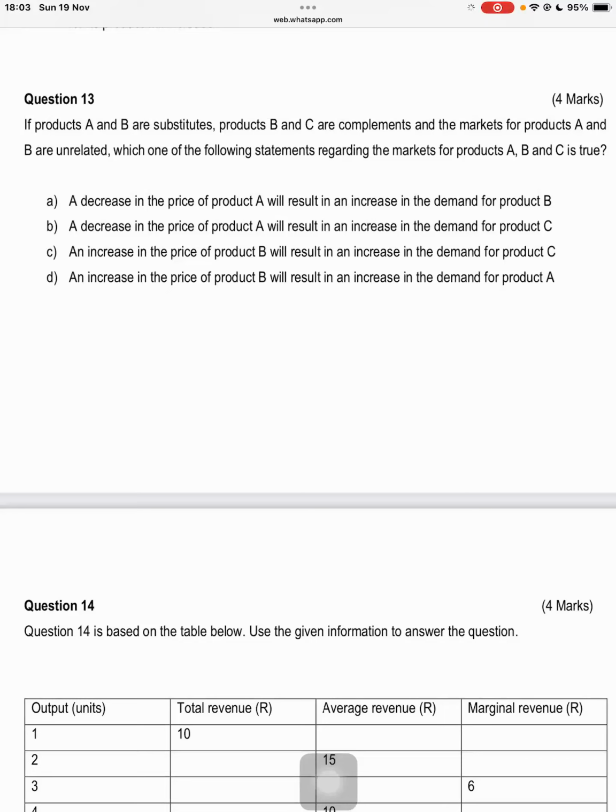All right, so B is stating that a decrease in the price of product A will result in an increase in the demand for product C. So what is the relationship between product A and C? Because we've been told A and B are substitutes and B and C are complements, and A and B markets are unrelated. So do we have any established relationship between products A and C? Can we establish any relationship there?